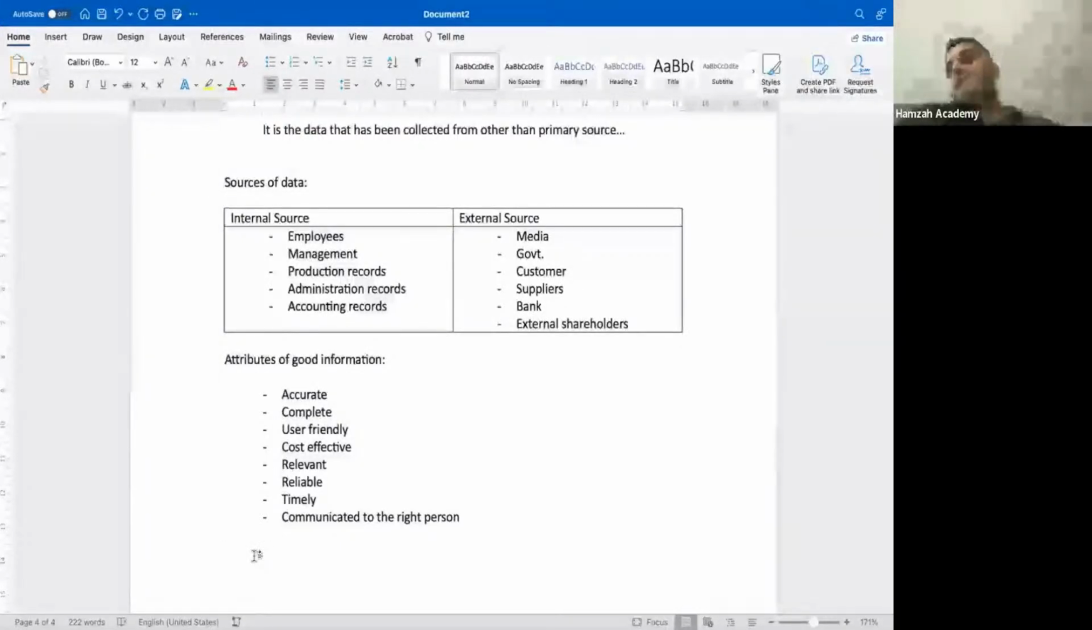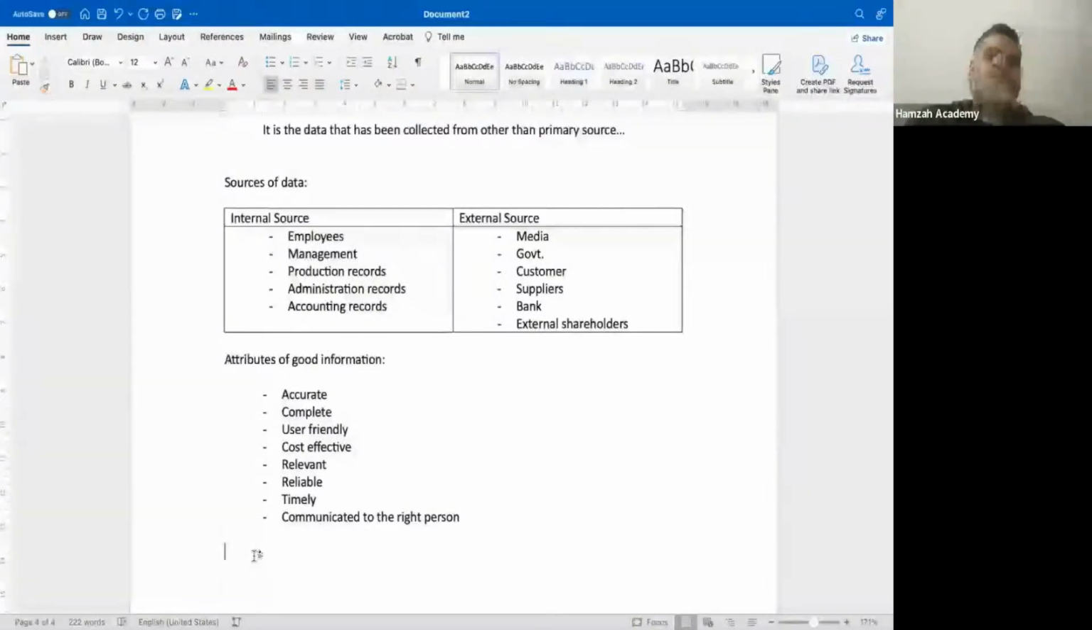The information has to be accurate. If you are getting some information, technically speaking, it has to be accurate. It should not be wrong information, because if you want to rely on information, by default it has to be right. If it's not accurate, then what's the point of having the information?